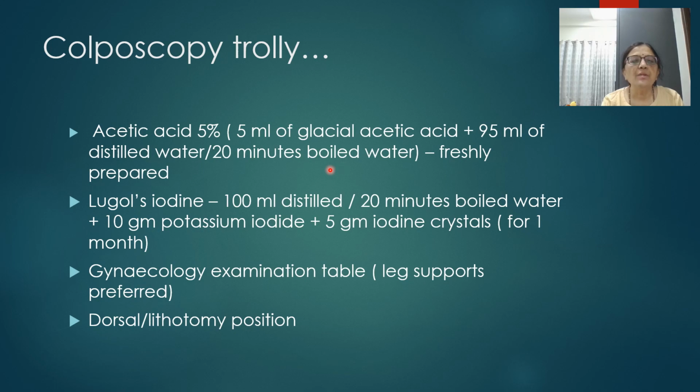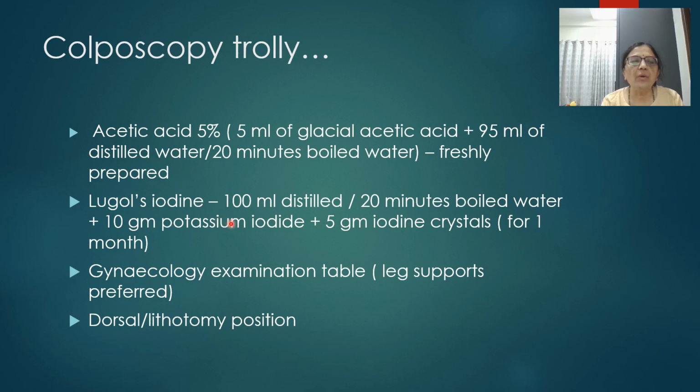The proportion is: you take 95 ml of water, either distilled water or 20 minutes boiled water, and add 5 ml of glacial acetic acid. Now, whoever is preparing it should remember that glacial acetic acid is very strong. It can burn the skin also, so it needs to be handled very carefully. It needs to be labeled and kept away from the trolley so that there is no accident.